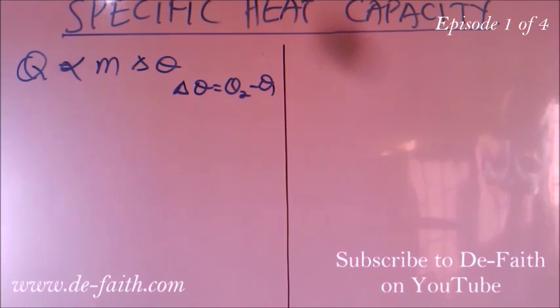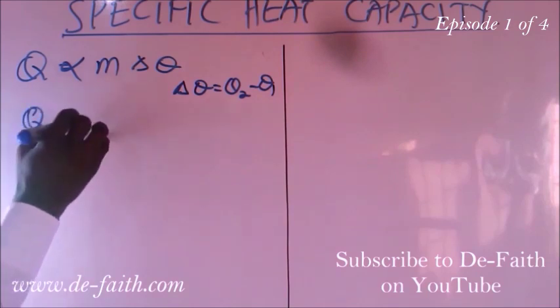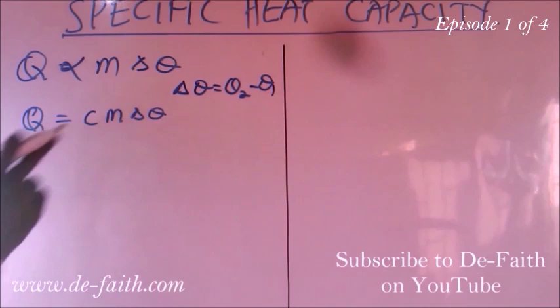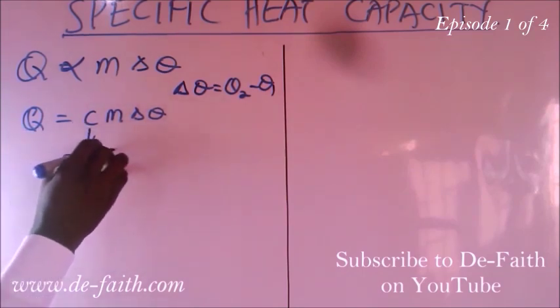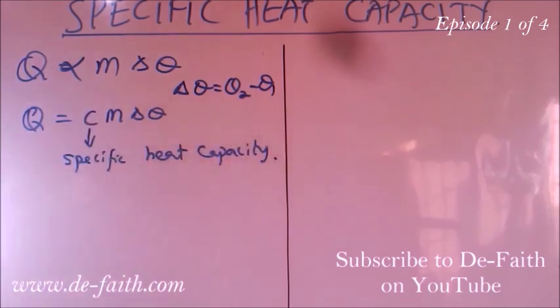Heat causes change in temperature. The introduction of heat in a body can cause a temperature change or can cause a change in the state of a body. This proportionality sign here will be written as Q equal to Cm delta theta, where C is a constant and it is known as the specific heat capacity. It's written in small letter.